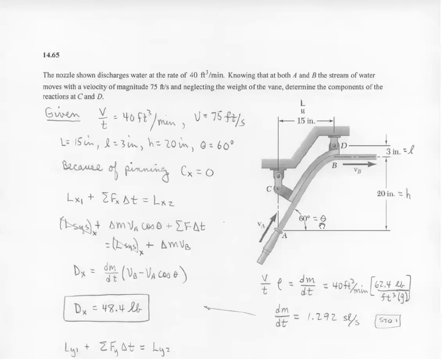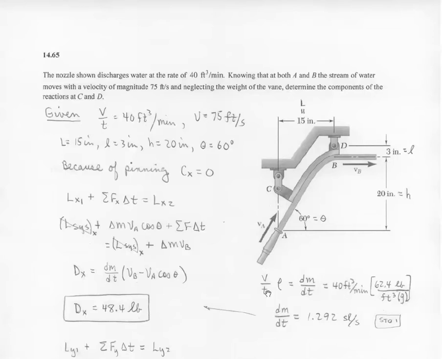I've labeled some terms around here: theta is equal to 60 degrees. This height of 20 inches I'm going to call lowercase h. 3 inches right here is lowercase l, and I'm going to set this 15 inches here equal to capital L. We're told a flow rate of 40 ft³/min, and we've got a speed of 75 feet per second at both A and B, and all the way through the system. And there are the symbols for L, little l, h, and theta, and what they're equal to.